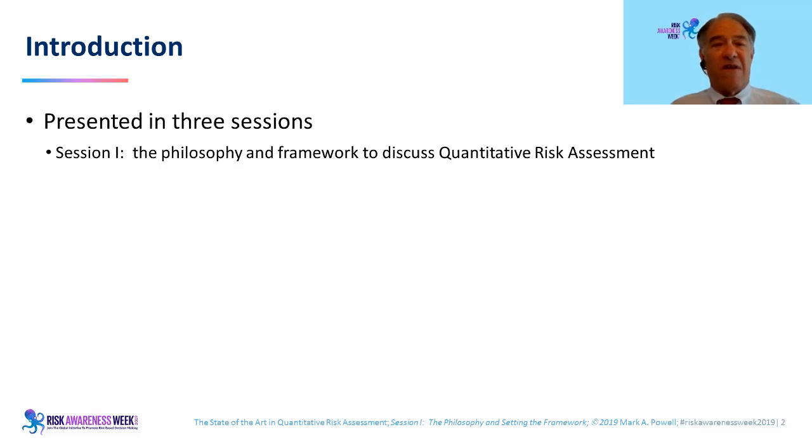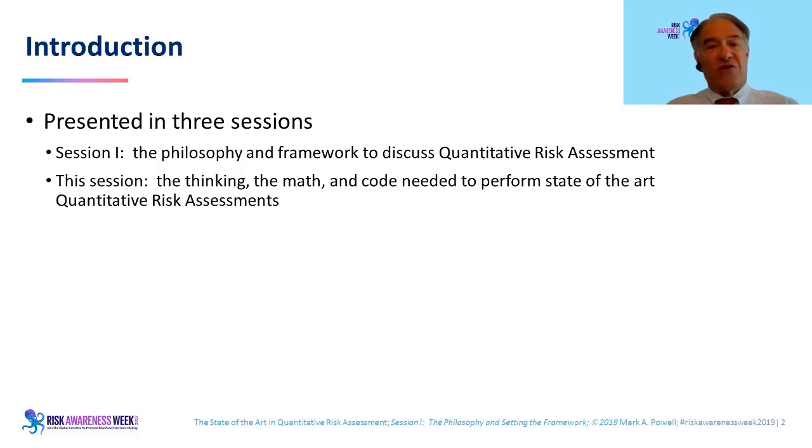We talked about a lot of abstractions of risk such that they're understandable to everyone who works in risk, no matter what their field, whether they're in science or engineering or whether they're in safety. And we talked about what the difference is between a qualitative and a quantitative risk assessment. Now this session, session 2, we're going to talk a little bit about the thinking.